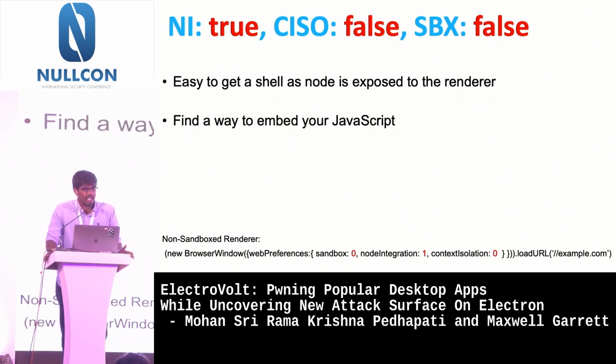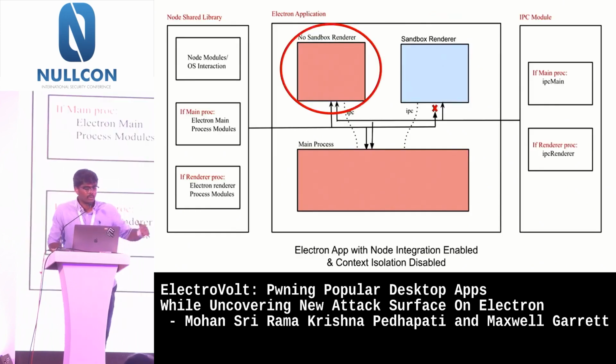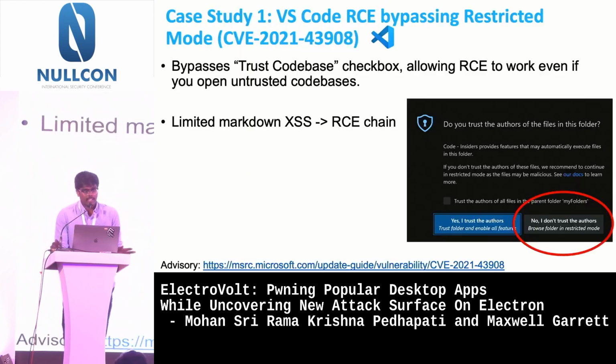So we just need to find a way to embed our JavaScript. We don't even need an XSS there. We just need to find a way to embed our JavaScript and get remote code execution. So this is where we are in the architecture. The red circle is showing the renderer process where it is not sandboxed, and IPC modules and node shared library are directly available. So let's see the first case study using these web preferences.